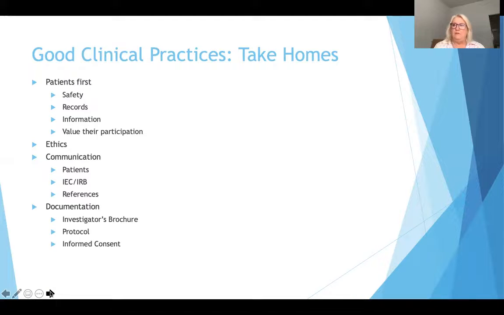Communication is another one, to the patients, and to the investigator review committee, the institutional review board, or the ethics committee. You have to be honest and communicate with them so they know what's going on. And references: look at them, because those things change over time. What was good maybe 5 or 10 years ago evolves based on problems that have been found in the field. And then the documentation. These 3 key major documents are going to help anybody to perform clinical studies in accordance with good clinical practices.